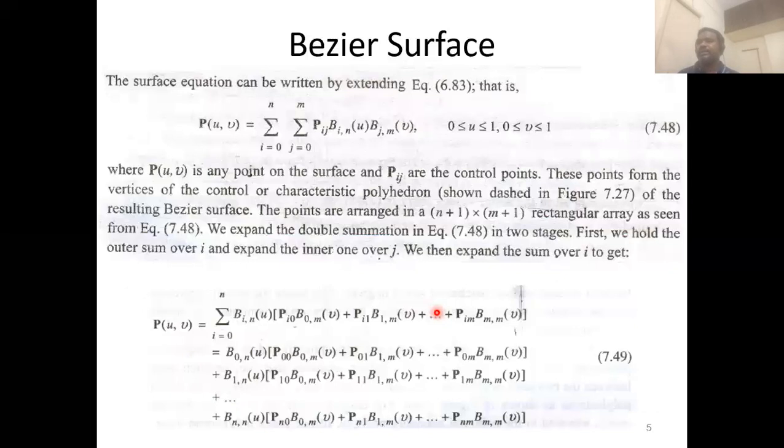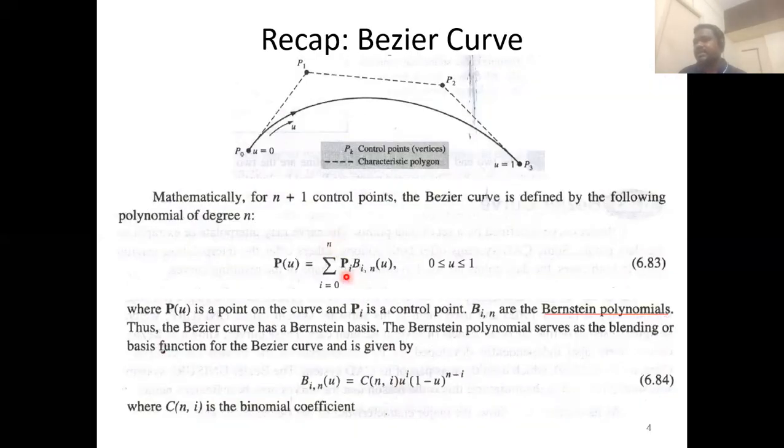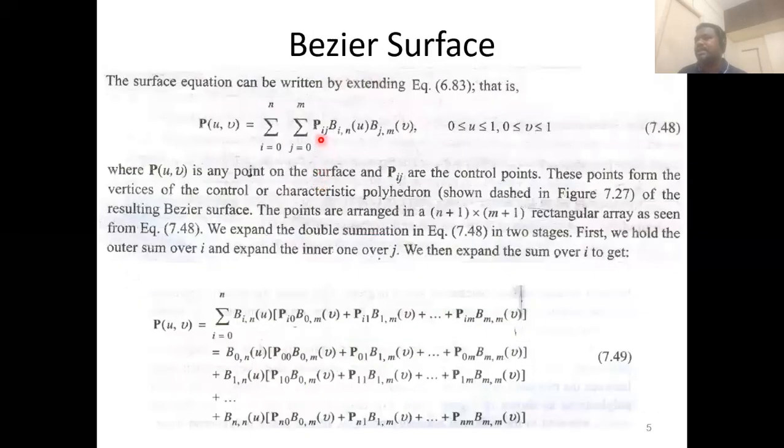The same principle of a curve is extended to the surface. If you look at this expression, it is the same expression. What was written on the previous slide? It is p suffix i in only one dimension. This is the point pi, whereas here we are supposed to find the point in two directions, along u and v. Therefore it is indexed as pij.